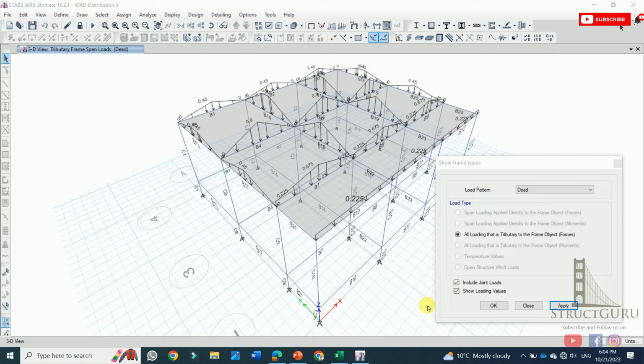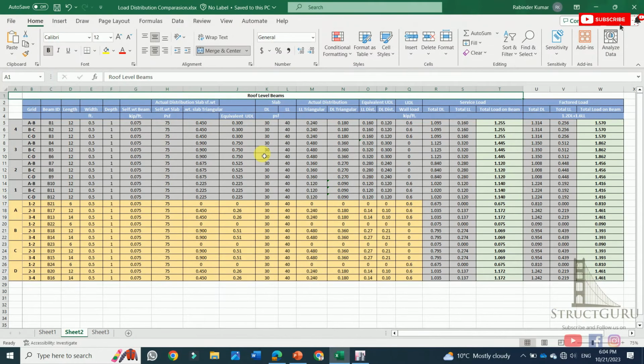In my previous video I discussed the load transfer mechanism from slabs to beams, and all the calculations are listed in this Excel sheet. In order to calculate the load, you just need to multiply density with area or with the depth. So let's compare the manual calculation of load distribution with ETABS software.